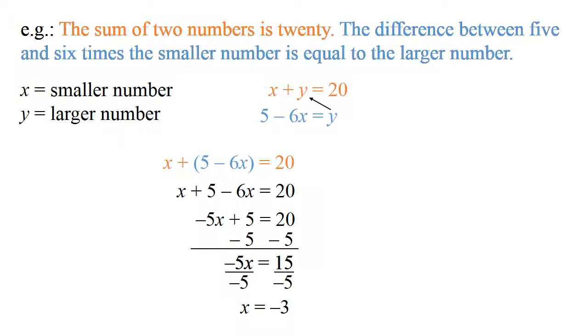So that's my small number. I need to now figure out my large number. And so I can substitute this into any equation that has both an x and y. Notice that second equation that I wrote, 5 minus 6x equals y, y is already by itself. So I'm going to substitute it in there. 5 minus 6 times the x value, which I now know is negative 3. And then I'm just going to work that out. Negative 6 times negative 3 is positive 18. 18 plus 5 is 23. So my two numbers are negative 3 and 23. And if I add those together, I get 20. So I satisfy both of these equations.